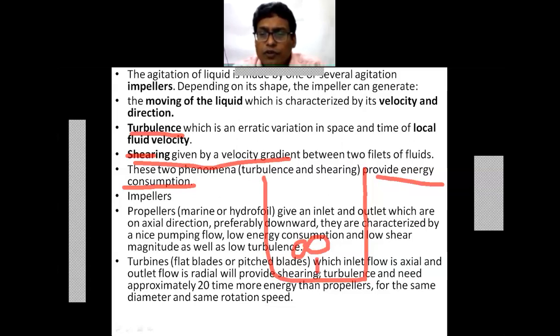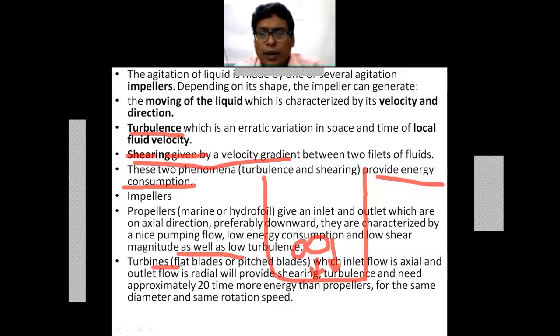So the fluid will move in the axial, downward direction, and it is a nice pumping. The fluid will be pumped in the downward direction with low energy consumption and low shear. That means turbulence pumping is there, but low shearing is there. So the magnitude of turbulence and shearing is low.